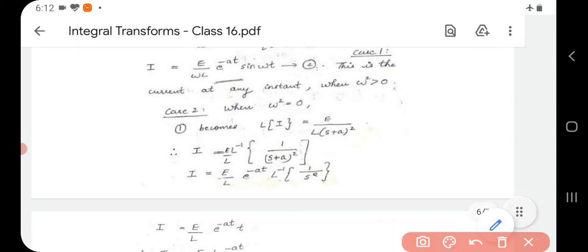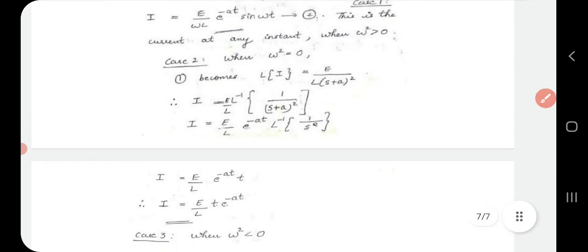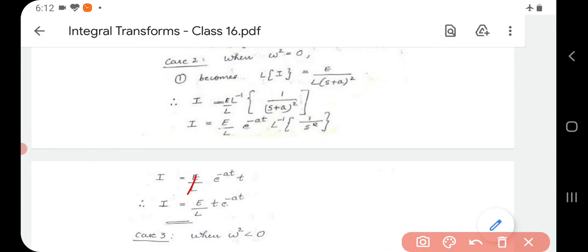Now you just take the inverse Laplace transform on LHS and RHS. So LHS will become I equal to E by L, L is a constant, take it outside. So L inverse of 1 by (s plus a) the whole square. Now L inverse of this we have already discussed, is e raised to minus at L inverse of 1 by s square. For that you must refer back to the formulas that we have studied. That will be I equal to E by L e raised to minus at.